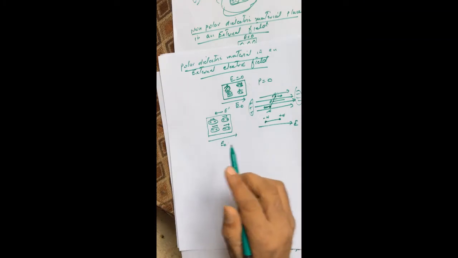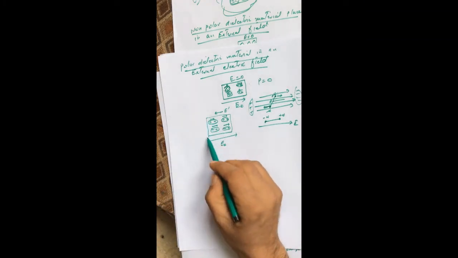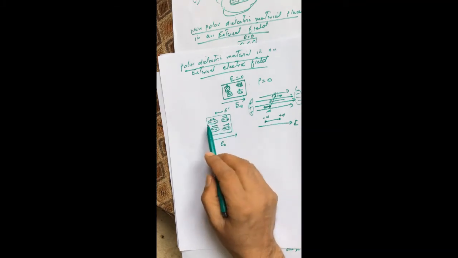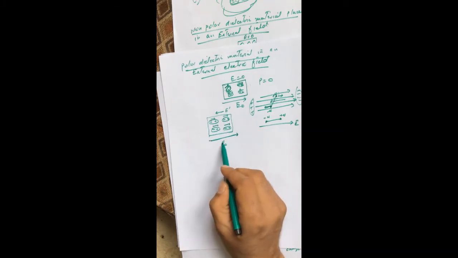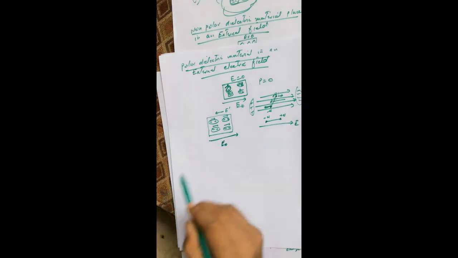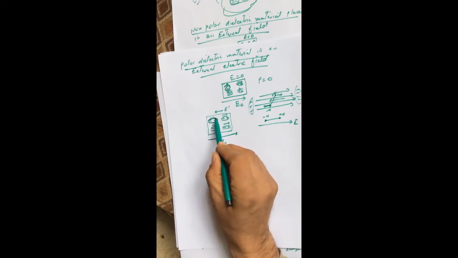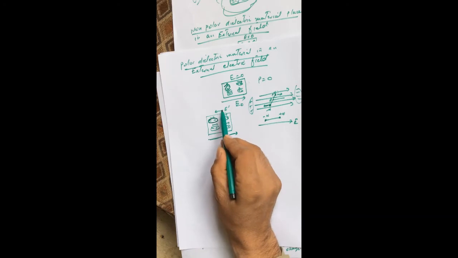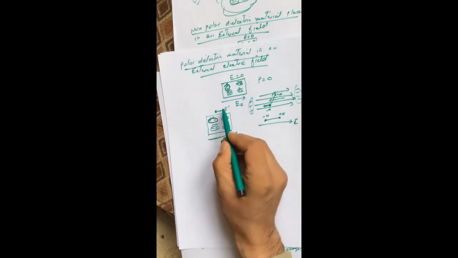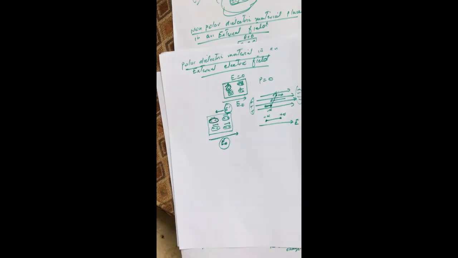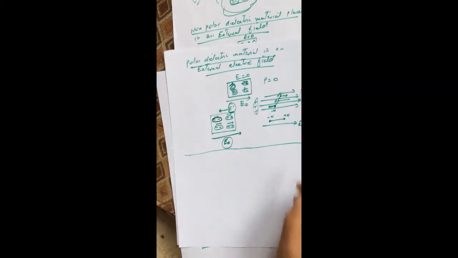So from this discussion we conclude that whether the material is polar or non-polar, whatever the case, once we place it in an external electric field E naught, then the positive and negative charges separate, and an induced electric field appears inside this material such that the direction of this induced electric field is opposite to the direction of the external electric field. So you have to remember this concept.